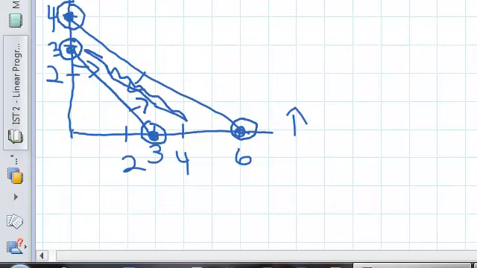All right. So this time, the minimum z is 3, and it happens at the point 0, 3. And the maximum z is 24, and it happens at the point 6, 0. That is it for this one.